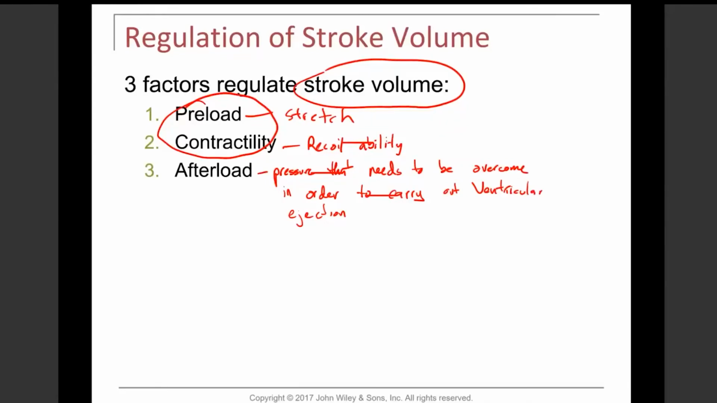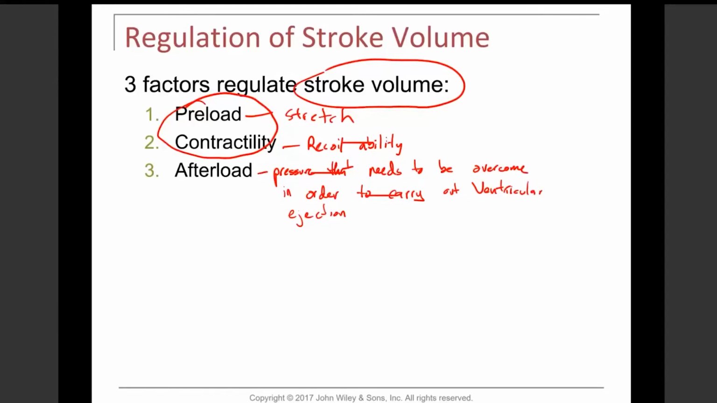I forgot who had the question yesterday dealing with preload, afterload, and contractility. But does that clear the air a little bit? If you are here, assuming you're here. Yeah, got a yes. All right, awesome. All right, let's keep moving then.